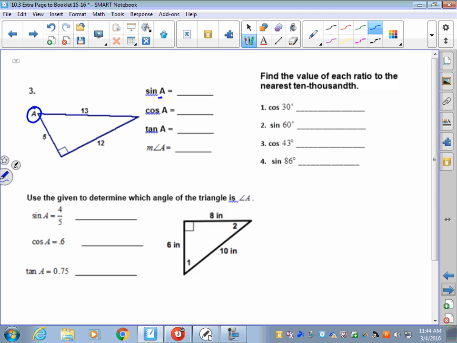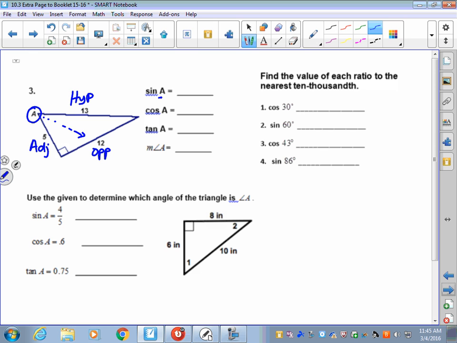We start always with the hypotenuse, which is opposite the right angle. So 13 is the hypotenuse. Then we do what's opposite, which would be 12. I'm just going to abbreviate. And then 5 would be the adjacent. So label your parts. Now we're just going to write the ratio.